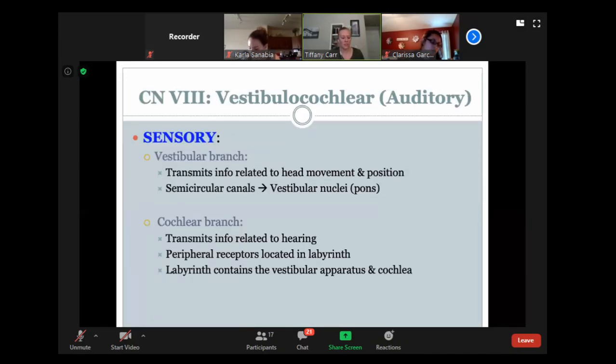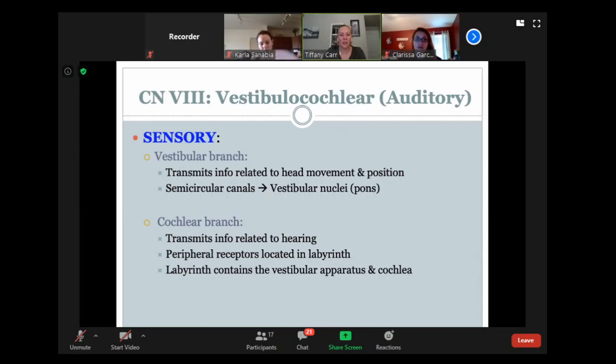Okay, so it's vestibulocochlear. It's going to be our hearing and our balance. So it's going to transmit information related to head movement and position using those semicircular canals. This is an area that we're going to go into a lot more detail in later lectures. I think we have a lot more lectures coming up over the next 2 weeks. So kind of brace yourself for those.